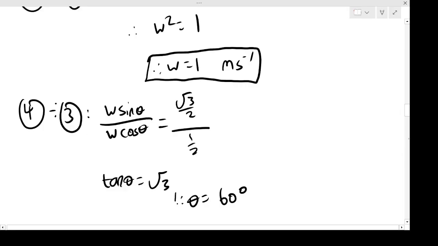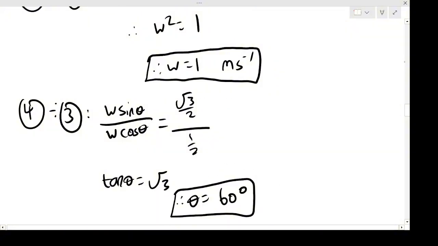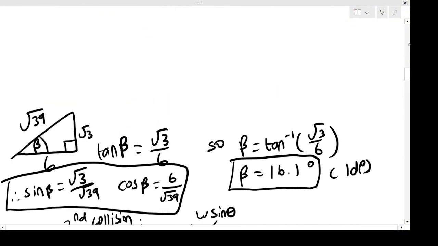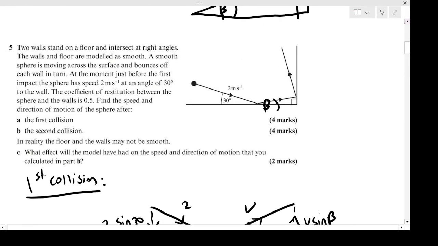So there we are. And so that's my speed and that's my angle, which tells me the direction of motion. So hopefully you're happy with that. You can see it's basically the same process, right? But really, I guess the only added complication is you're probably going to get some sort of triangle here and you have to deal with the angles involved. But hopefully that makes sense.